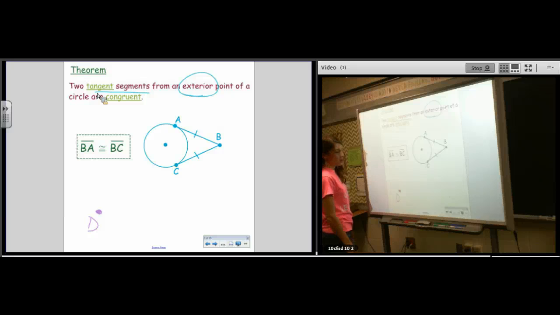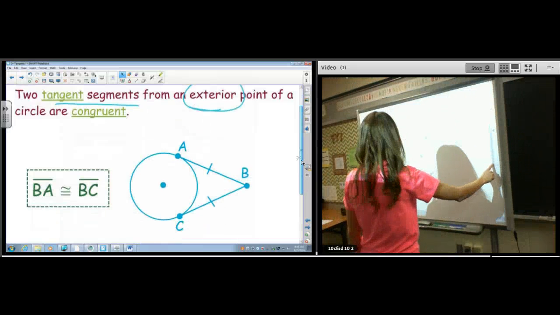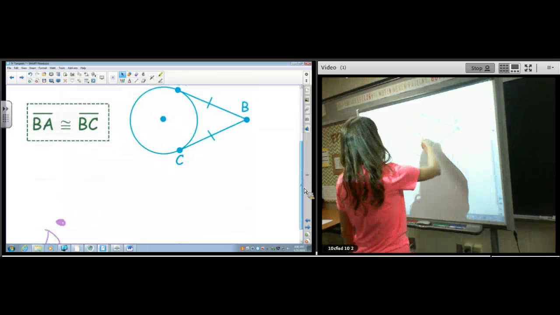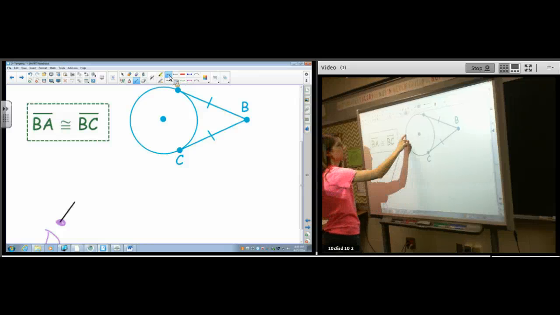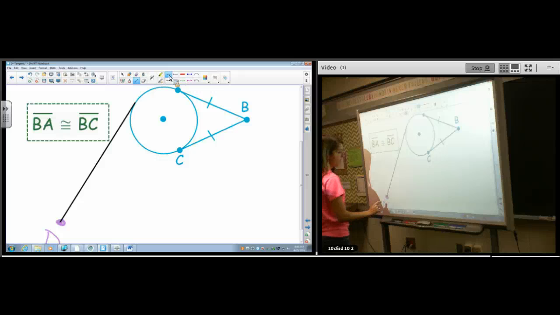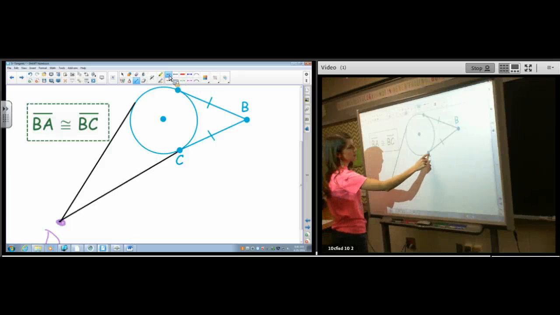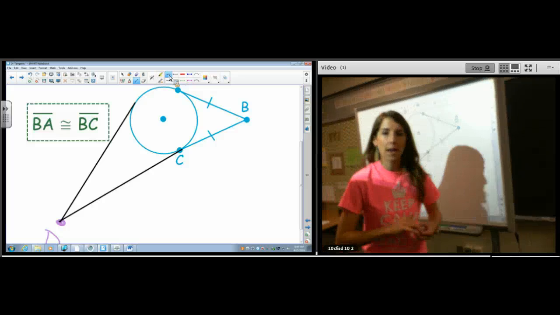Point D. Let me get out my math tools, because if I try to just draw this by hand, I'm going to mess it up. If I draw a line, wherever it's tangent to my circle, that is the same length to wherever that one hits the circle.